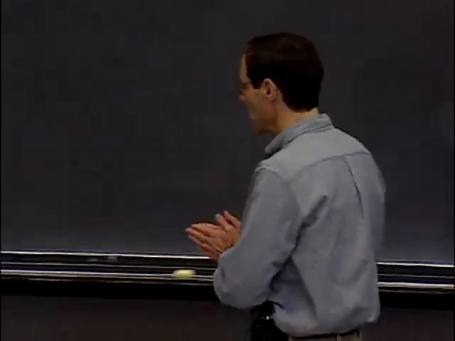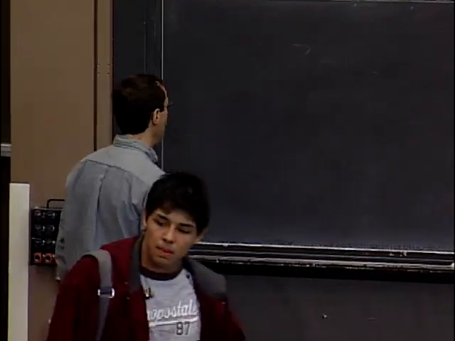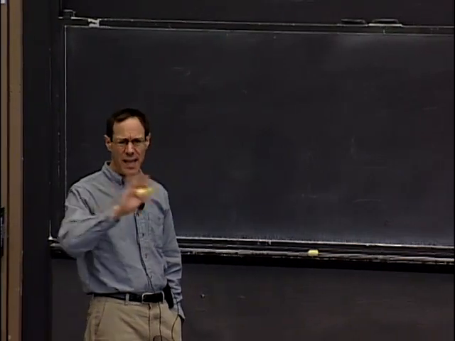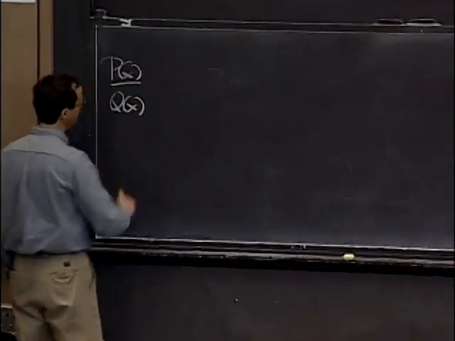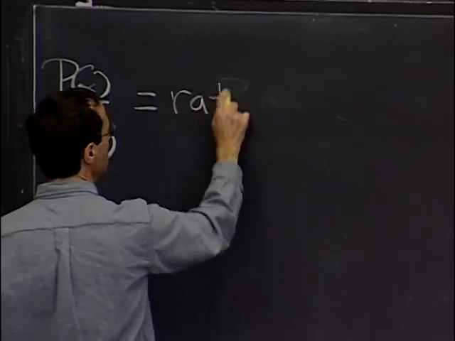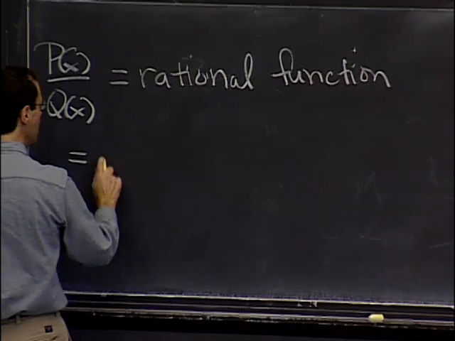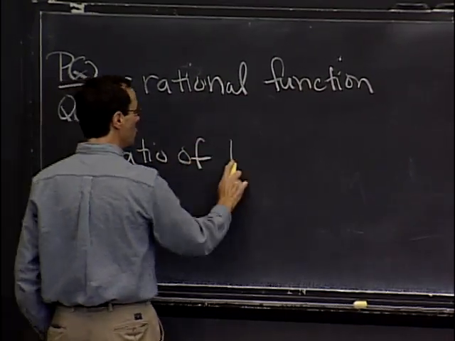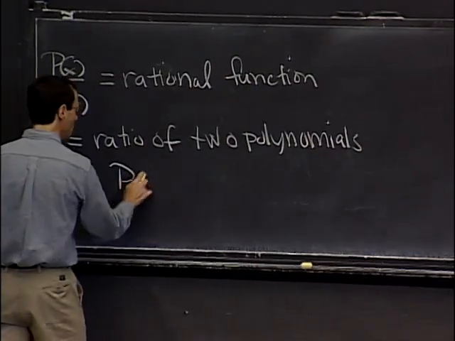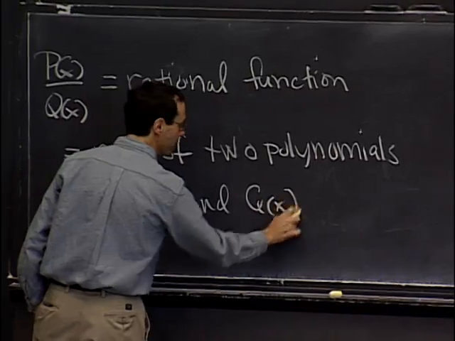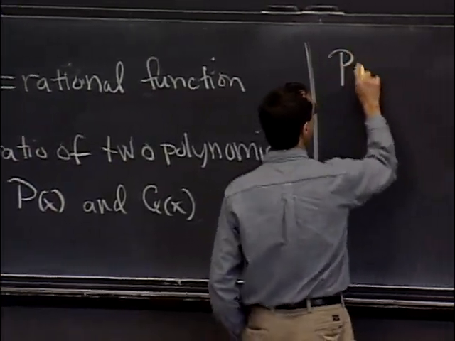Today, we're going to continue our discussion of methods of integration. The method that I'm going to describe today handles a whole class of functions of the following form. You take p of x divided by q of x, and this is known as a rational function. And all that means is that it's a ratio of two polynomials, which are these functions p of x and q of x. We'll handle all such functions by a method which is known as partial fractions.